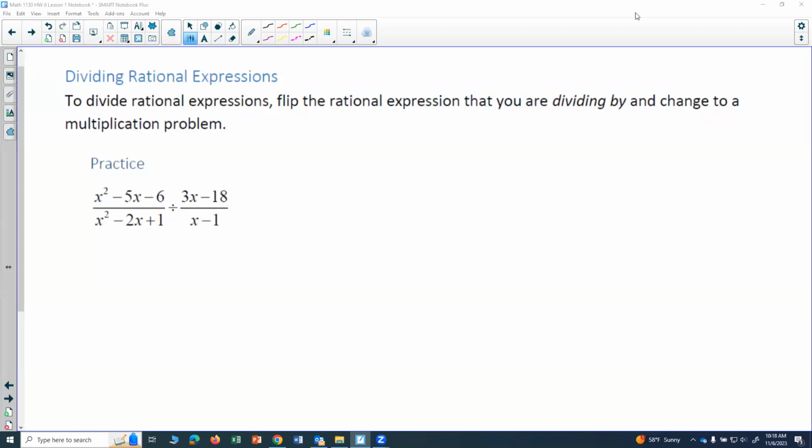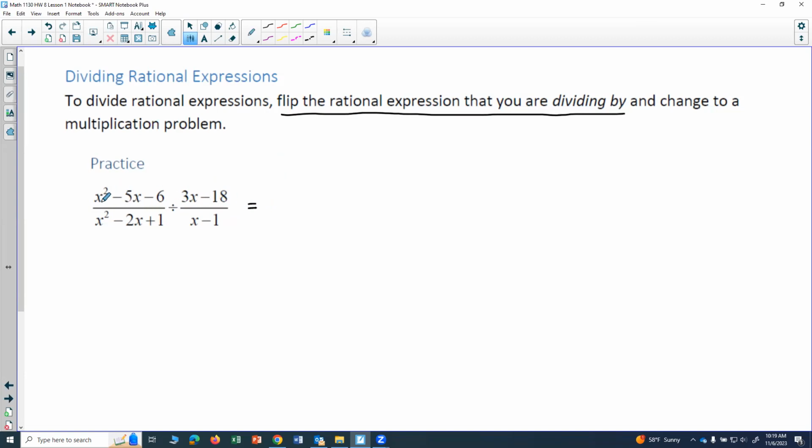In this video, we will look at dividing rational expressions. To divide rational expressions, what we want to do is flip the rational expression that you are dividing by. So it will show up as the second one. So in this example, the one that comes after the division sign is the one we flip, and change it to a multiplication problem. We saw in a previous video how to do multiplication.